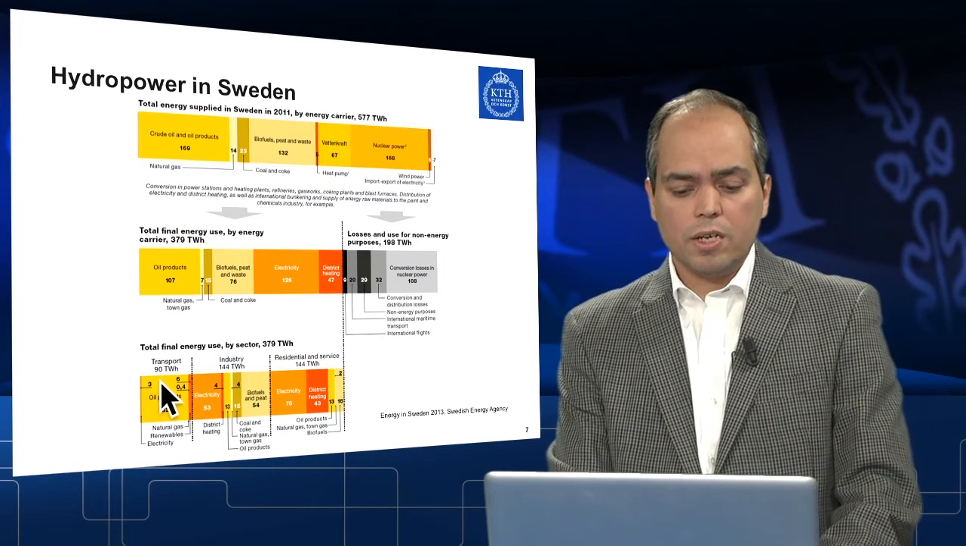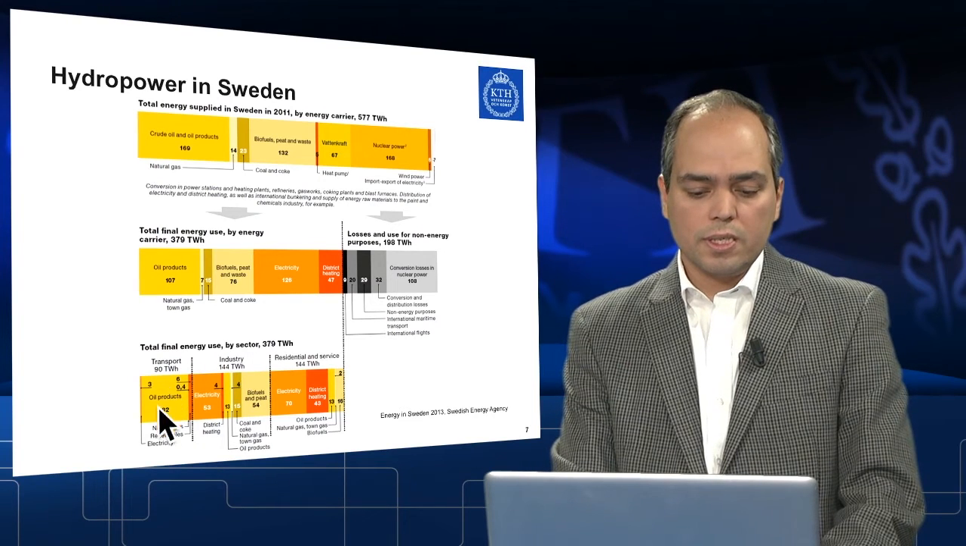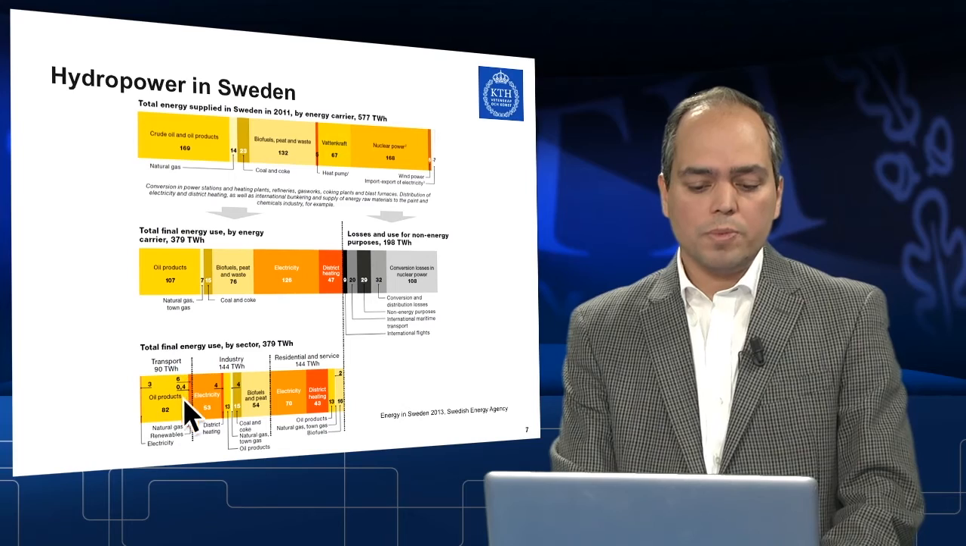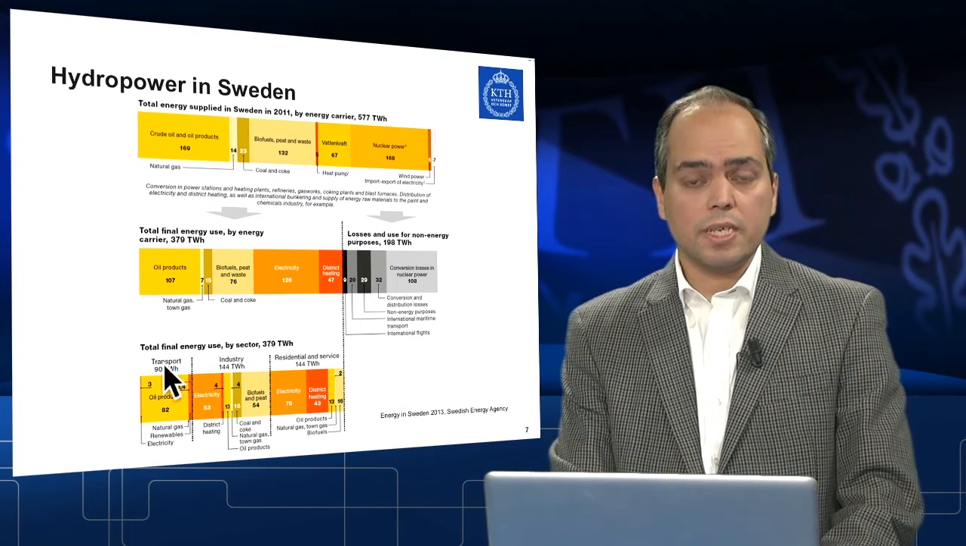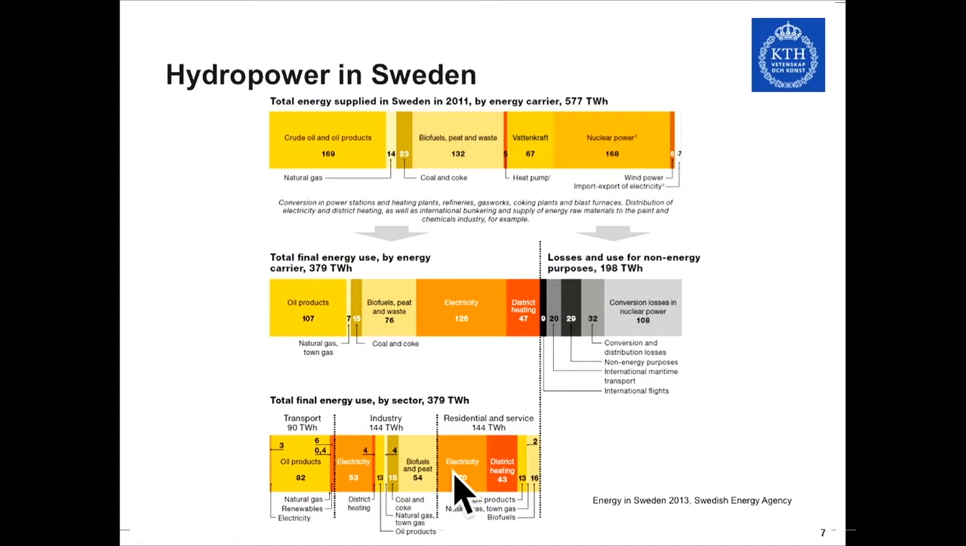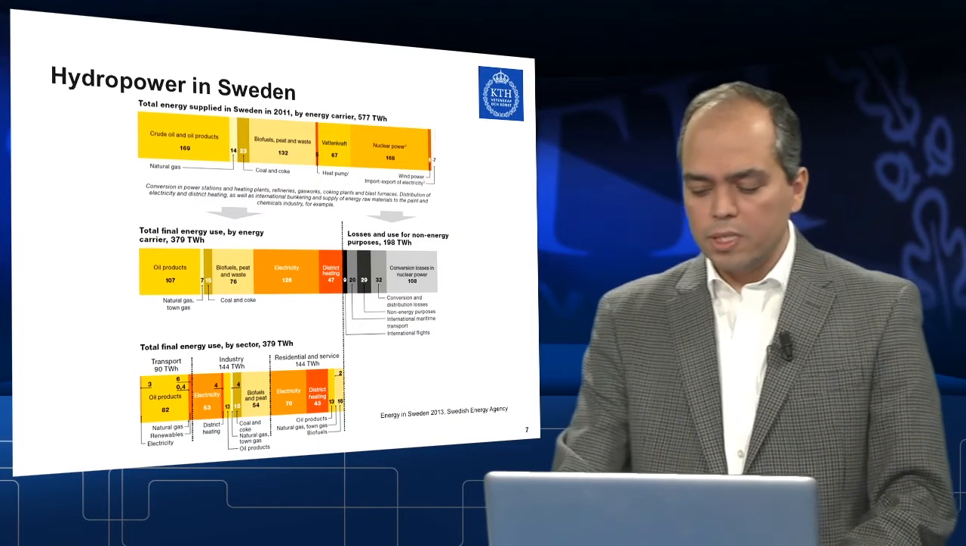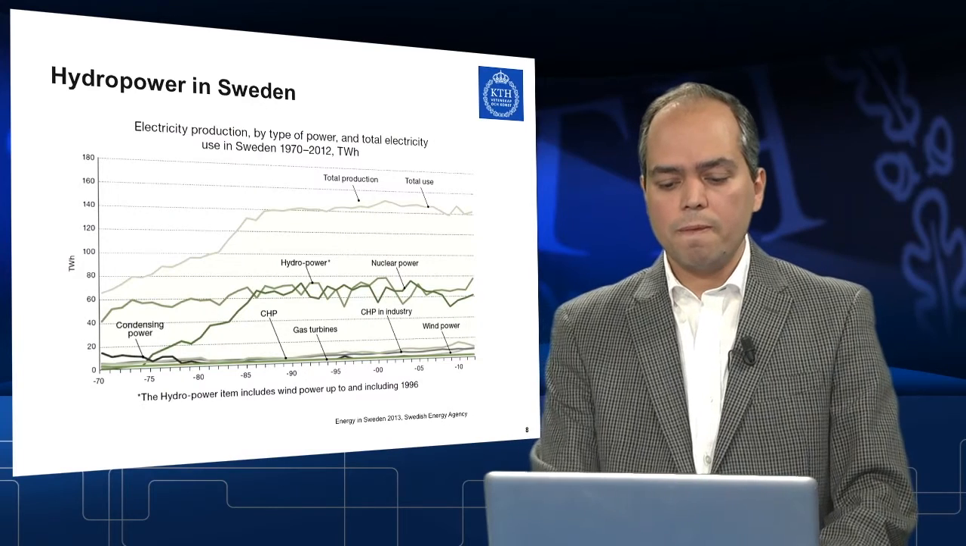If you look at the total final energy used by sectors, you can see that oil dominates the transport sector. In the residential and service sectors, electricity is more or less half of the energy used, and it comes mainly from hydropower and partly from nuclear power in Sweden.